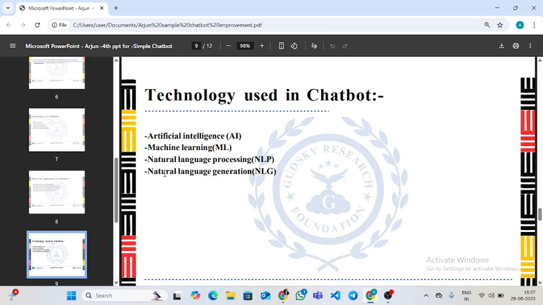There are many types of technologies used in chatbot. And we will discuss here the main technologies, that is artificial intelligence, machine learning, natural language processing, and natural language generation. These are the main core technologies which are used in today's chatbot making. There are many types of technology used, but these are the main ones. So we will discuss them one by one.